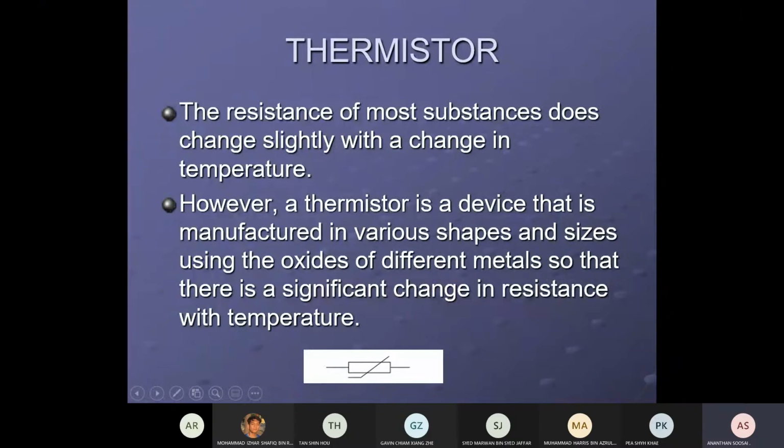Next, thermistor. This is the symbol of a thermistor. You have to know how to draw the symbol. In the exam, they might ask you to draw it. Remember the symbol, like a box and a right sign.